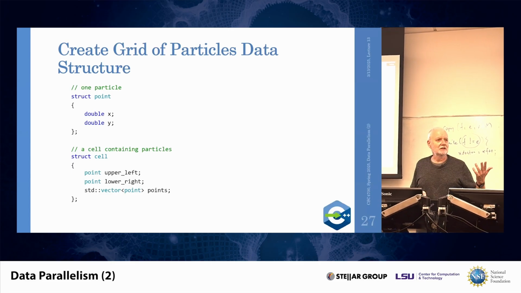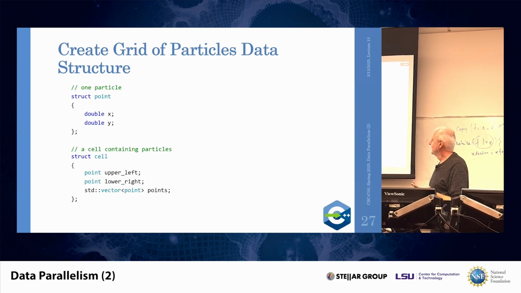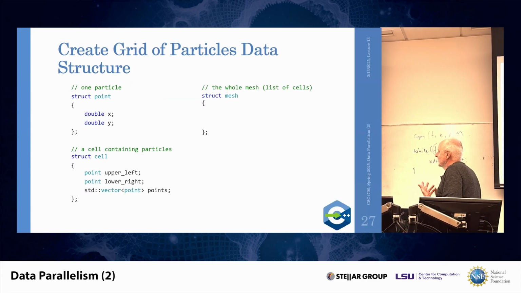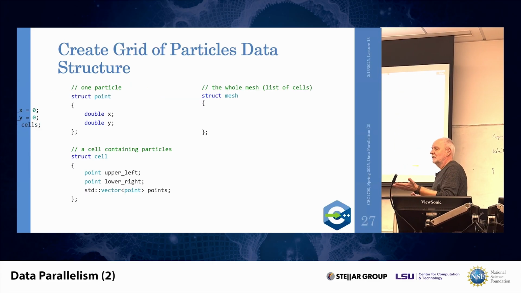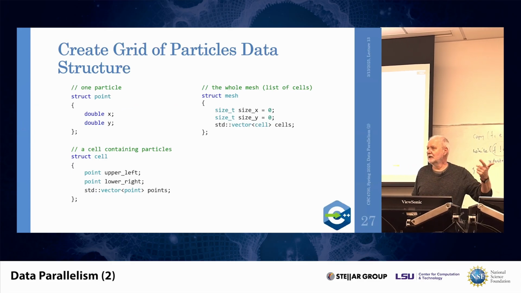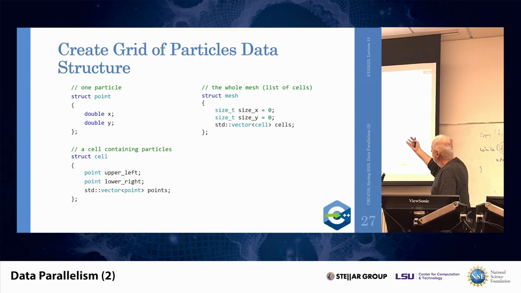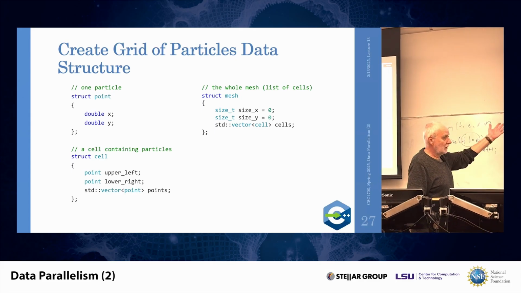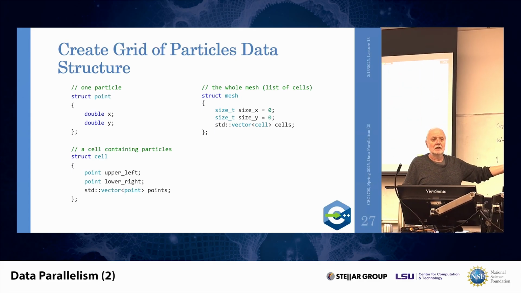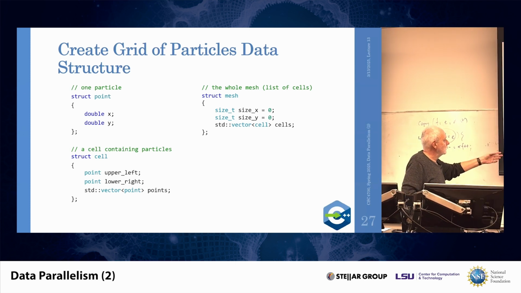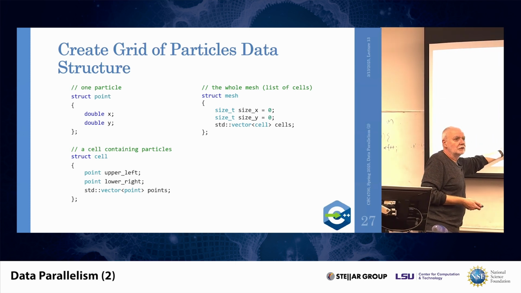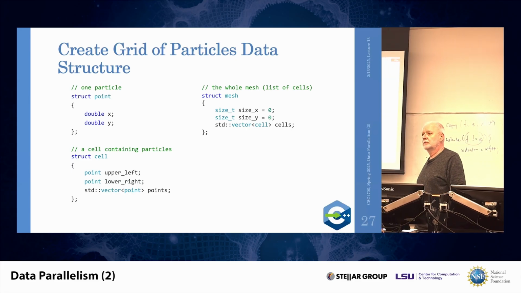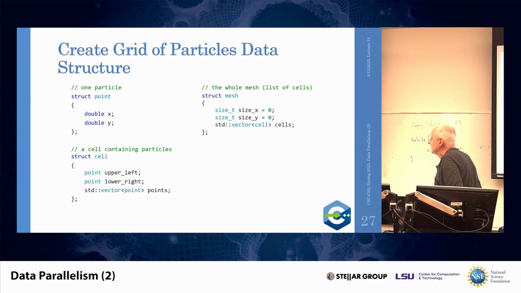Oh, we have more than one cell. So we need a mesh. And the mesh again has a size. I need to know how many cells I have in X and Y direction. And I have a vector of cells where I store all those cells. So these are the data structures we want to work with. And as you see, it's fairly straightforward because all of them are actually vectors in the limit. So we know already that we can apply all our data parallel algorithms directly because it's vectors.